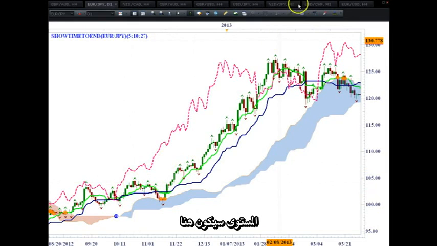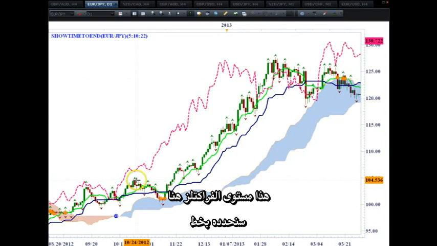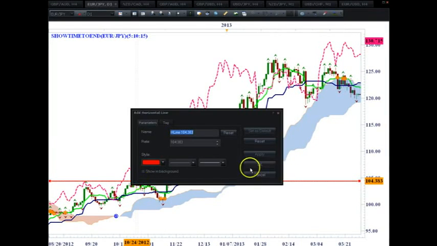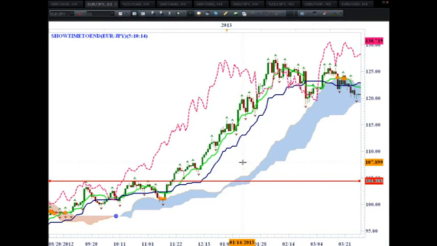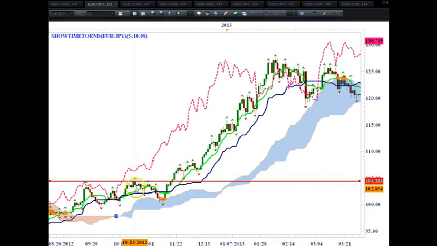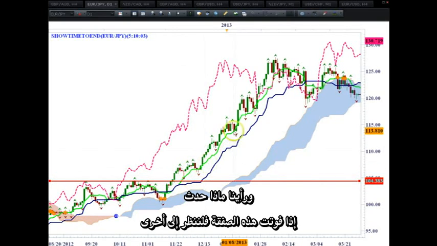So my level would be here. This is the fractal level right here. So we put a line there. And you can see why it's a fractal level, because of the rules that I told you. And then price breaks it right there, and then you get into the trade. Alright, and you see what it does.